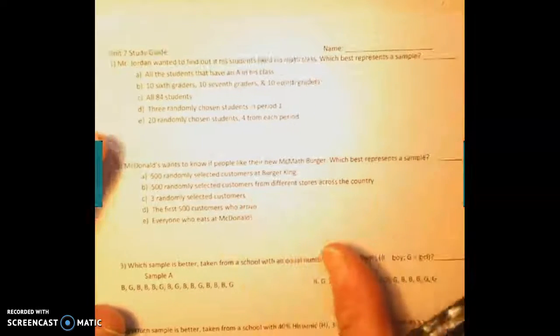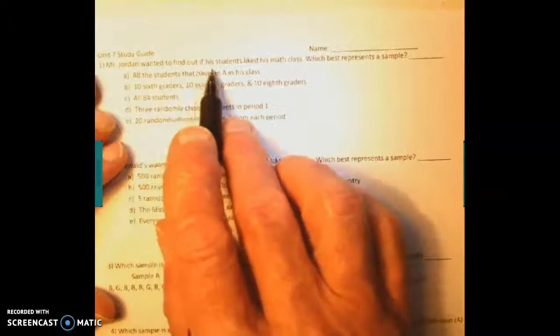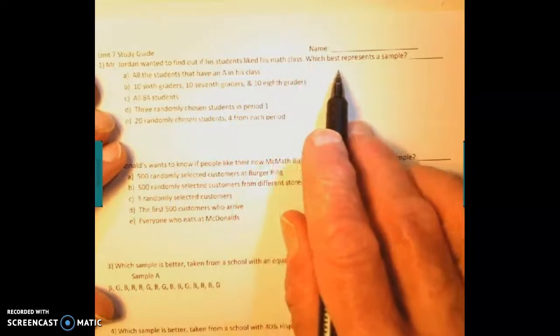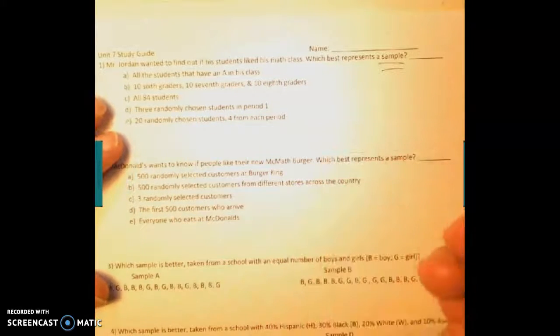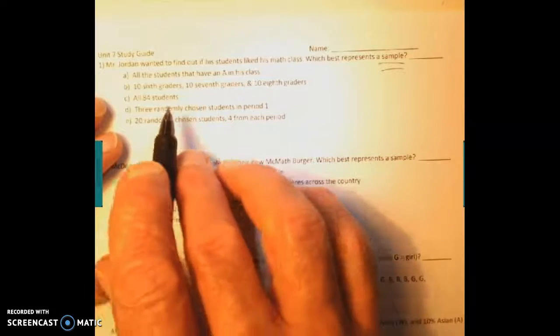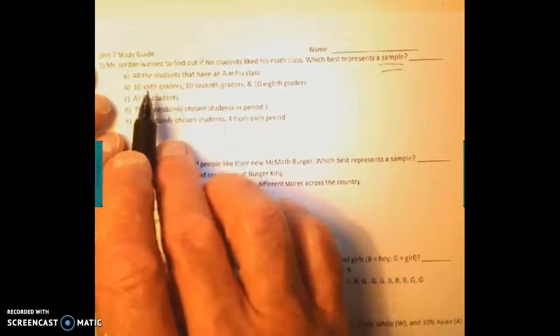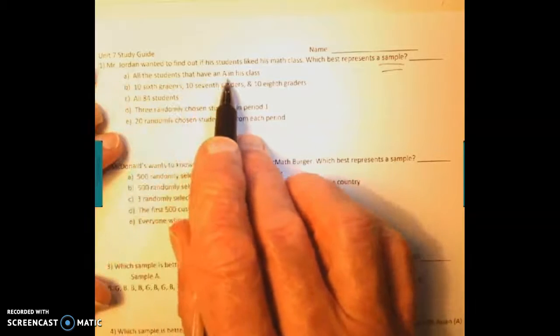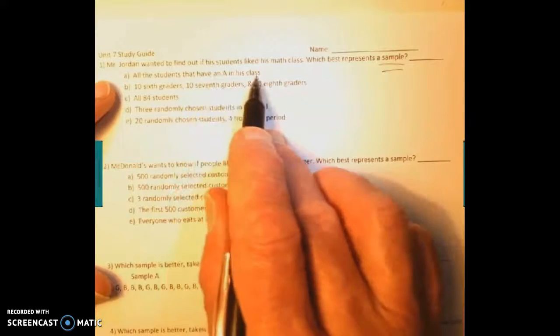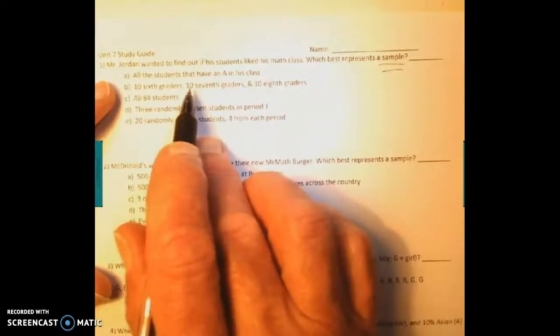Okay, Unit 7 Test Study Guide. Question number 1. Mr. Jordan wanted to find out if his students liked his math class. Which best represents a sample? It should represent all of the students, or all the students in his class should have a chance to respond. So, all the students that have an A in his class, it doesn't necessarily represent all of the students.